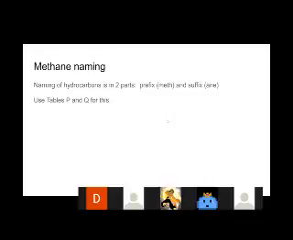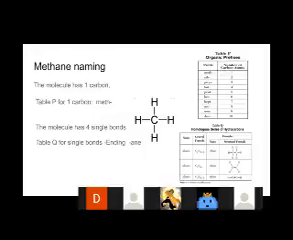All right, so how do we name the molecule methane? Why is it called methane? Naming of the hydrocarbons is in 2 parts. One is the prefix and one is the suffix. Those are the 2 parts. And we have to use tables P and Q for this. Well, don't have to, but those are the tables you want to use if you don't memorize the whole reference table. So if you guys still have your reference tables out, I would open them up, but I do have them here, but they're pretty small here.